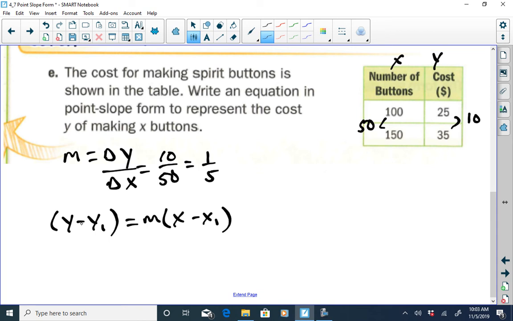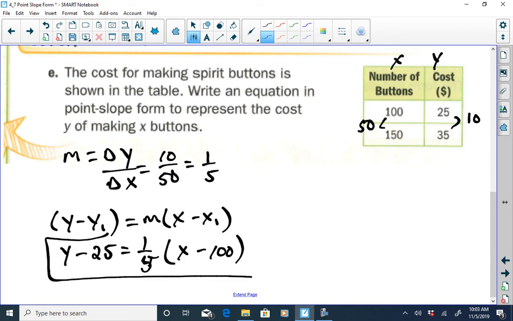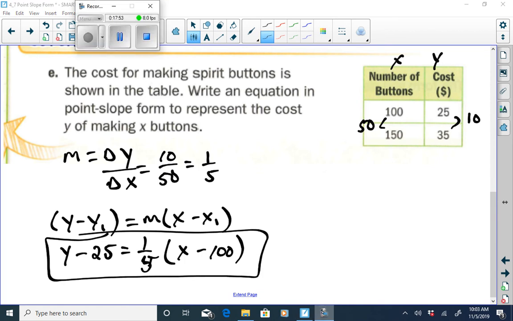So I'm going to replace x and y. So this is going to be y minus, my y value here is 25. That's going to be equal to my slope. My slope we said is 1/5. And x minus x1 is going to be 100. So there's your equation in point slope form. All right. That's going to be the end of the lesson.